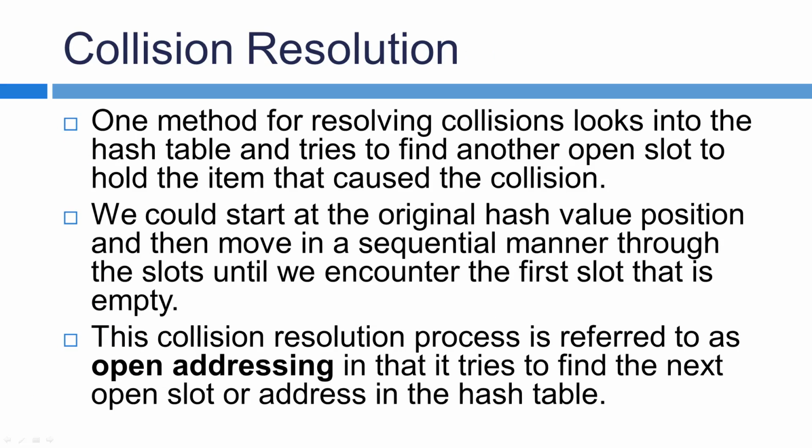Okay, now we've discussed hash functions in a little more detail, let's go ahead and talk about collision resolution. One method for resolving collisions looks into the hash table and tries to find another open slot to hold the item that caused the collision. So, for instance, we could start at the original hash value position and then move in a sequential manner through the slots until we encounter the first slot that is empty. This collision resolution process is referred to as open addressing, in that it tries to find the next open slot or address in the hash table.